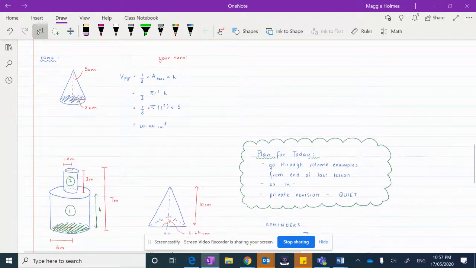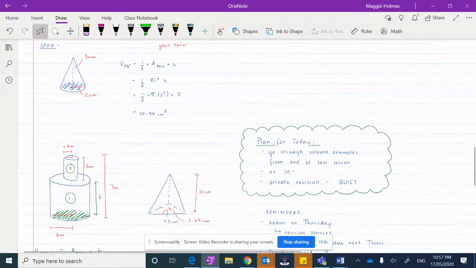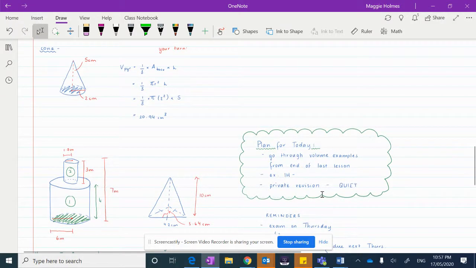Alright, here are a couple more complex examples. Ignore those are from last year. Have a look at these 2 questions. Just pause and see how you would figure them out, and we'll just talk through the solution.